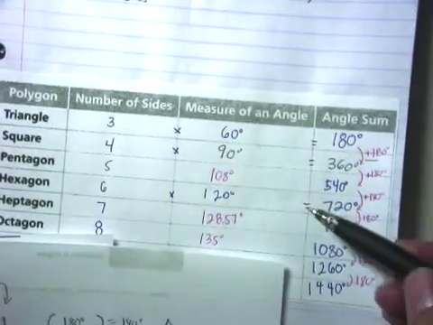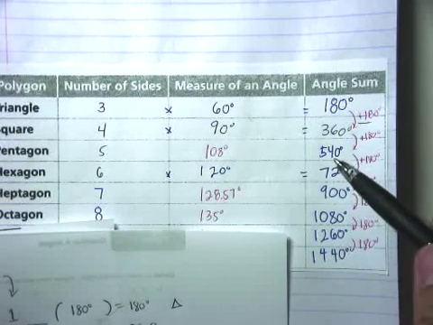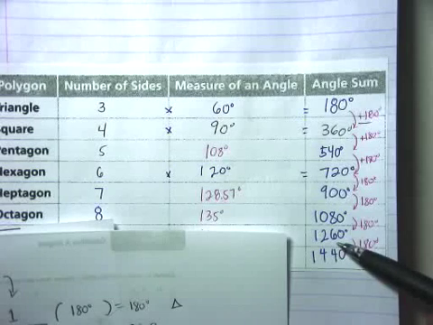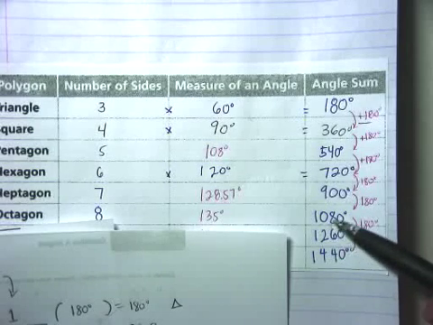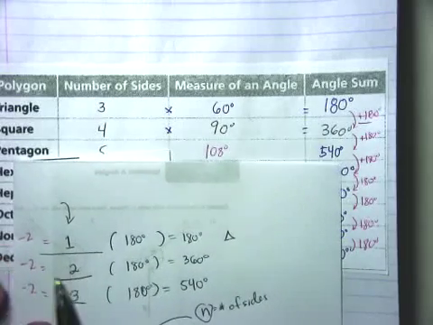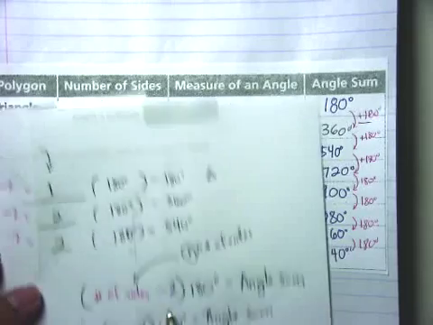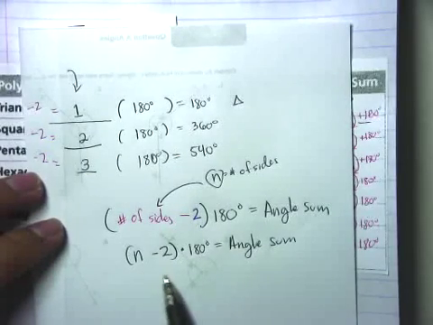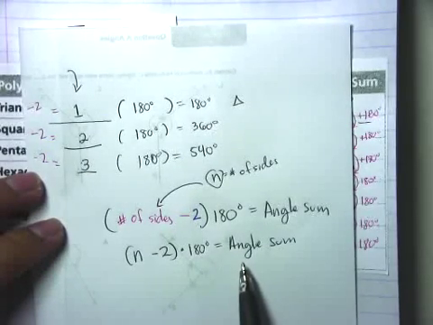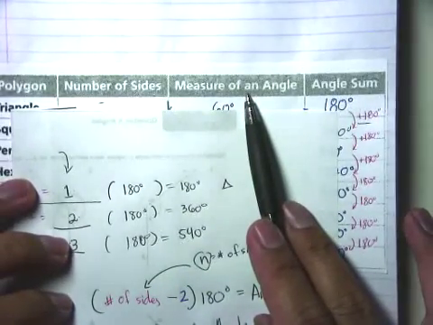Okay, and we did that by establishing a pattern. We established our pattern of adding 180, 180, 180, 180, to each one of the shapes as they increased in angles. And then we had to find out what number multiplied, and the pattern was it's always 2 less. So 2 less here. And I made it into n minus 2 times 180 equals angle sum.